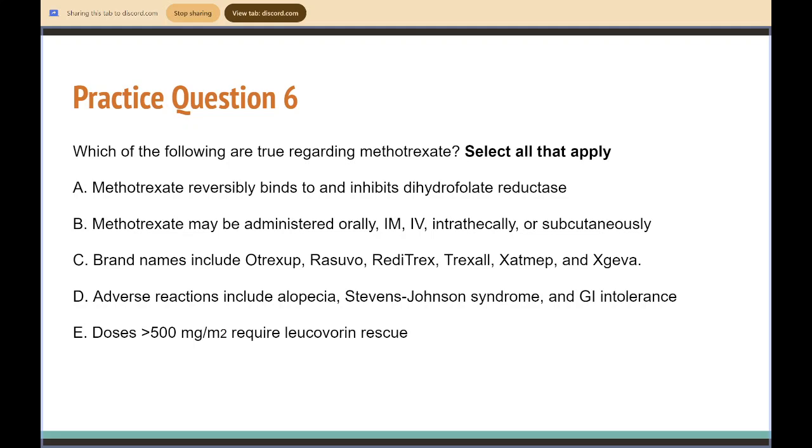This is going to be an area 2 question. We are identifying drug characteristics.